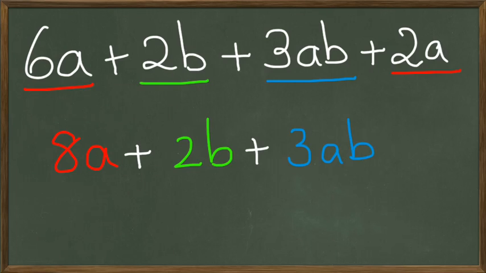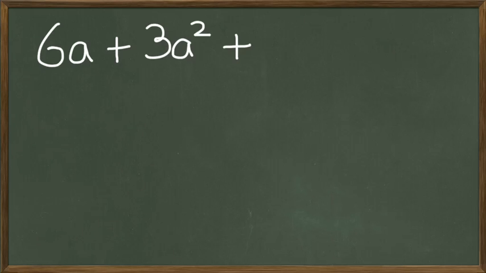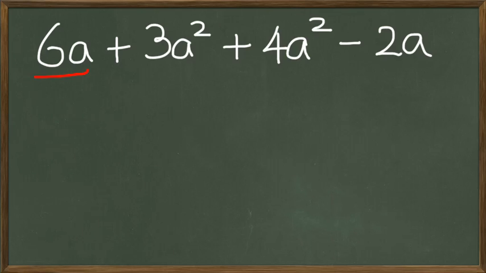Let's see, I think I can put one more here. Alright, let's put this one here. This is a common one where people get mixed up. What if we have 6a plus 3a squared plus 4a squared minus 2a? Now, once again, you've got to collect the like terms. The like terms here, the a and the a are going to go together. Now, the reason why we can't combine these a and a squared is because a squared is actually a completely different term.